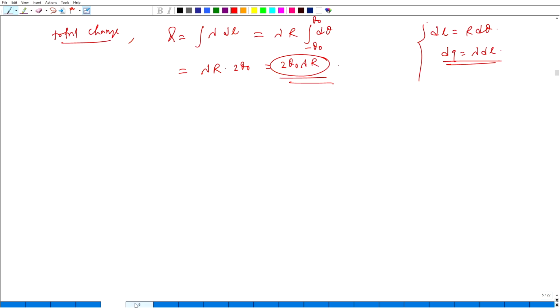So, we extend this problem in a slightly more complicated way. We calculate the electric field on the axis of a ring. Let us say this is the x axis, this is the y axis, and this is the z axis. Now we are dealing with a 3-dimensional problem, and we consider a ring in the xy plane.